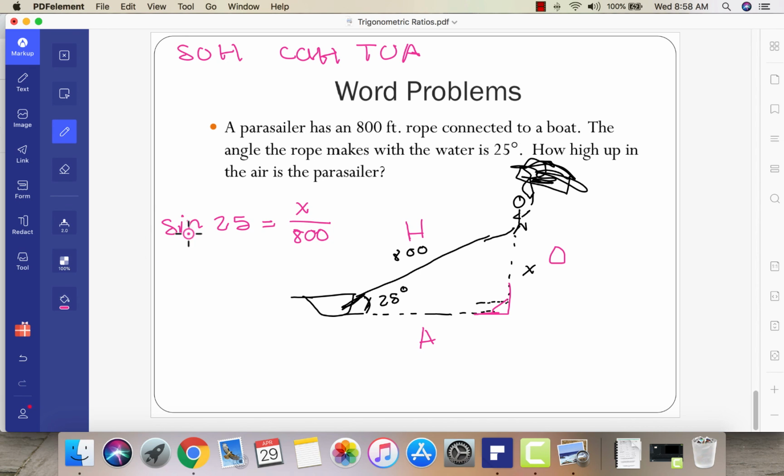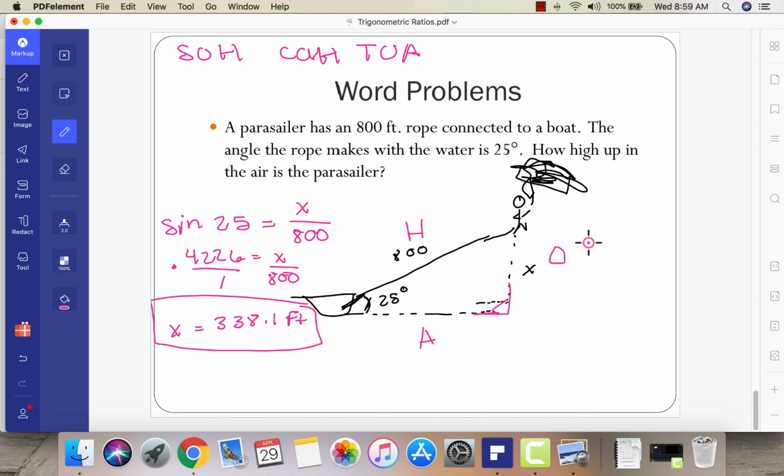So we're going to type in 25, then hit sine in our calculator, and we're going to get 0.4226 equals x over 800. Then we are going to cross multiply. 1 times x is x, and 0.4226 times 800 is 338.1 feet. So that parasailor is 338.1 feet up in the air.